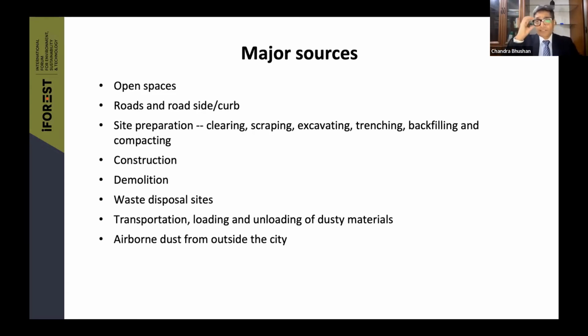Dust pollution comes from construction and demolition, from waste disposal sites, from transportation, loading and unloading of dusty material, and dust that comes from outside the city. In a city like Delhi, which is at the border of the Thar Desert, there is a lot of airborne dust that comes out of Thar from the western part of India. So these are the major sources of dust in a city. And if you want to reduce dust pollution, you will have to address all these issues.